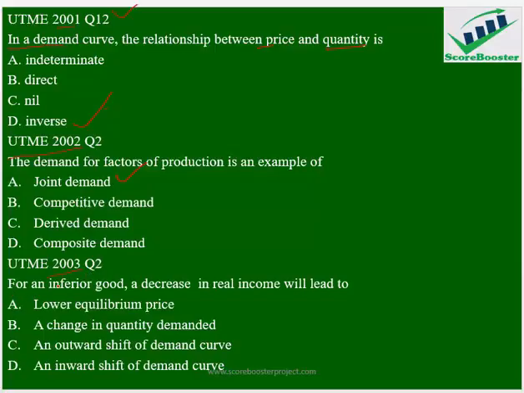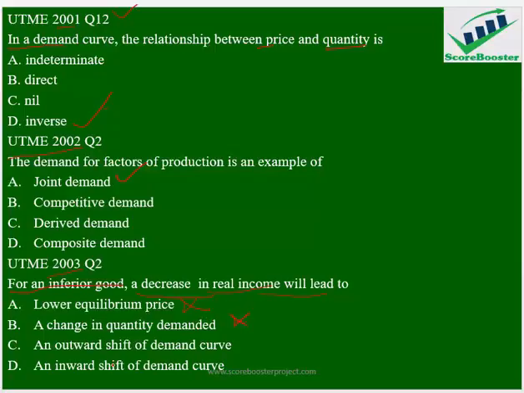We are told that for an inferior product, a decrease in real income will lead to what? When your income decreases, what happens? We have what? Low equilibrium price. We are not talking about that one. There will be a change in quantity demanded. Is it possible? Quantity demanded, that should not be, because income does not cause a change in quantity demanded.